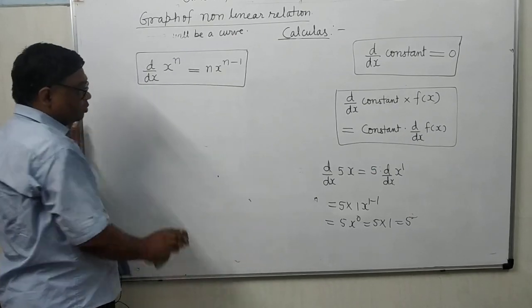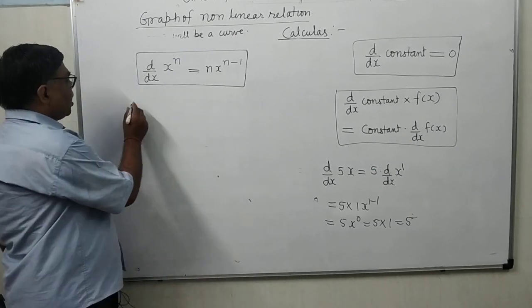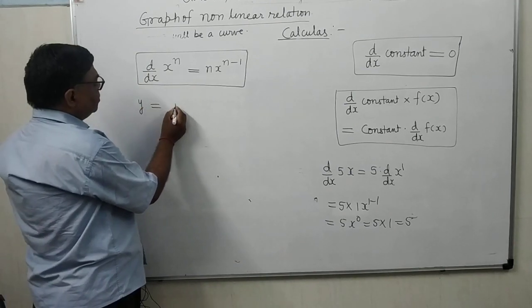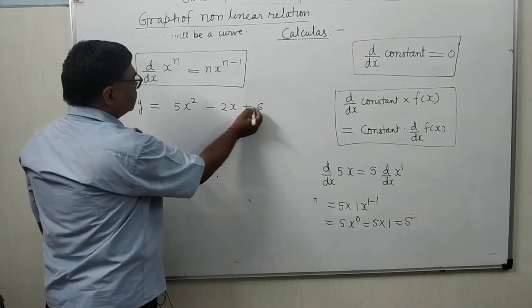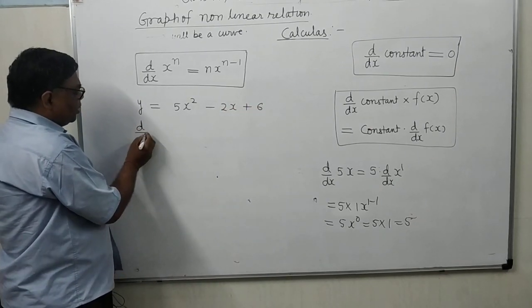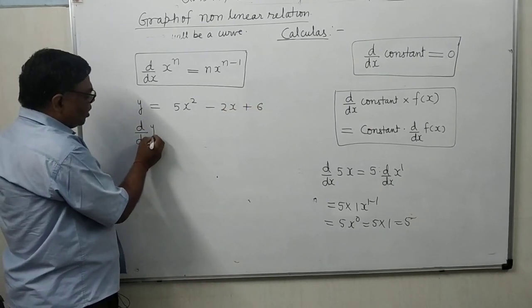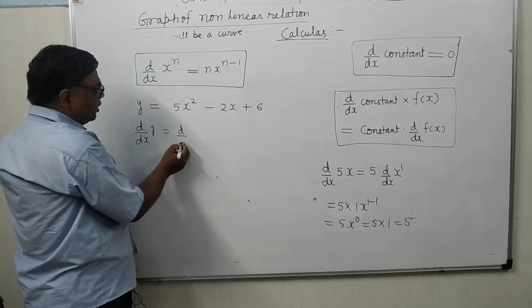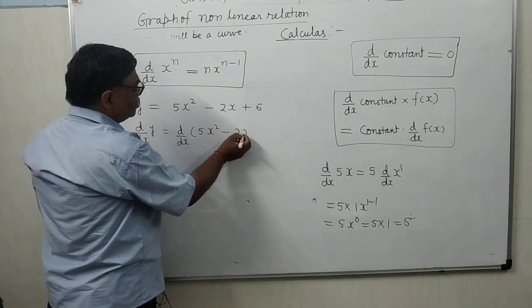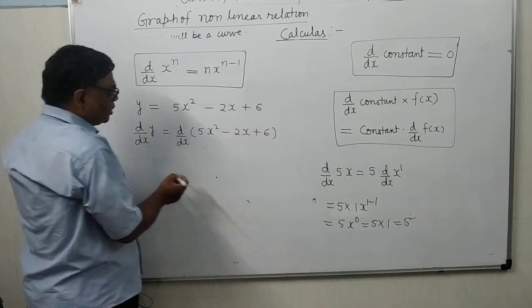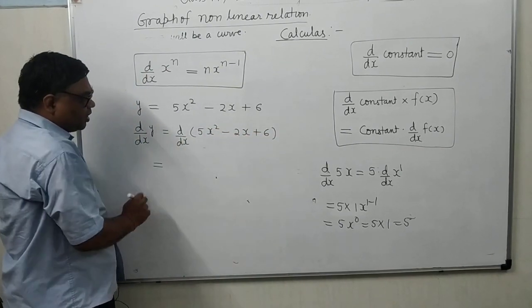Suppose here y is given as 5x square minus 2x plus 6, and you have to find d by dx of y. So it will be d by dx of 5x square minus 2x plus 6. It's clear? So you can separate the terms.